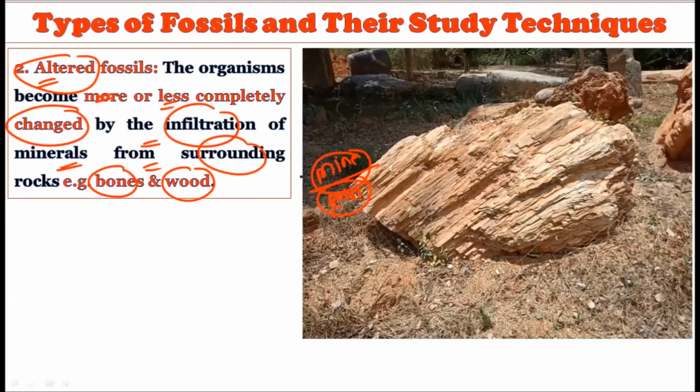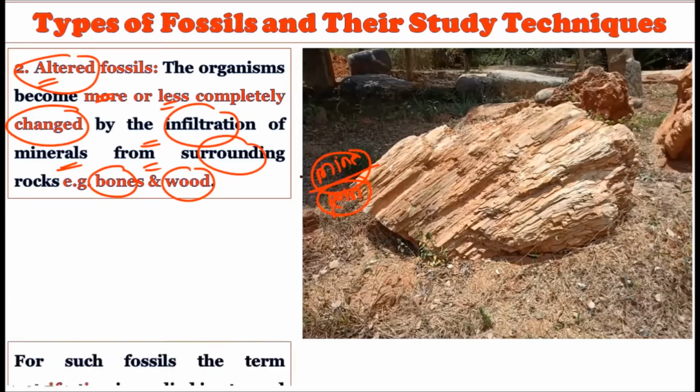So in the altered fossil, we have alteration in the fossil. The original structure is not there, but over a period of time, processes like mineralization and petrification convert the original structure into some different kind of structure. And that is why there is another category of fossil record which is called the altered fossil, because they have changed over a period of time due to one reason or another.